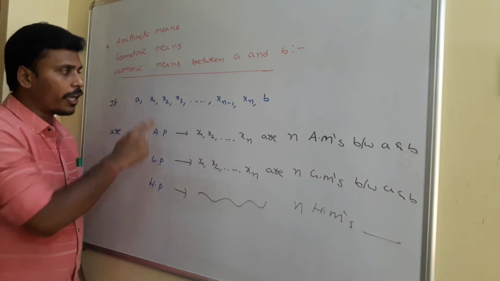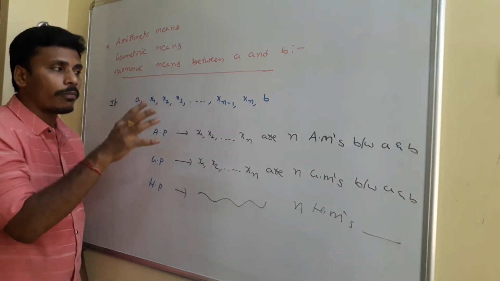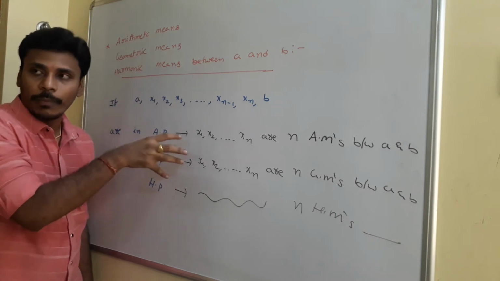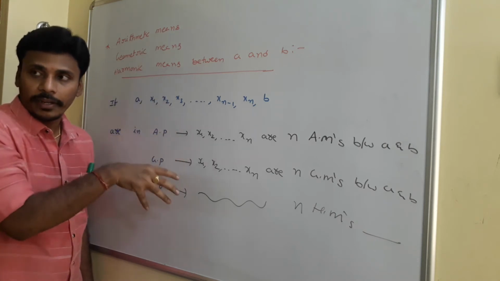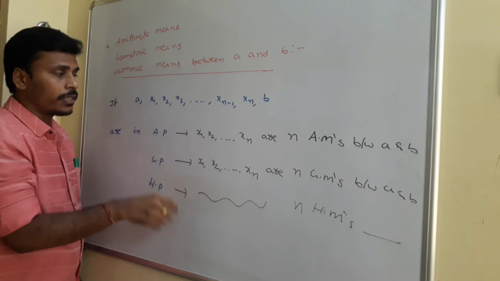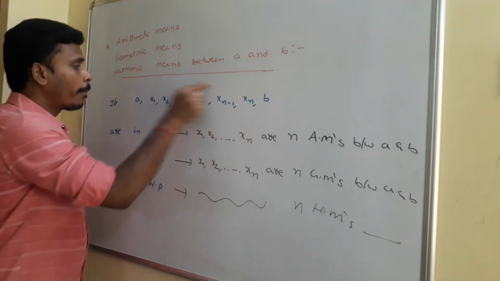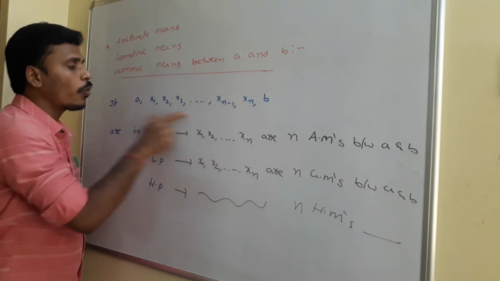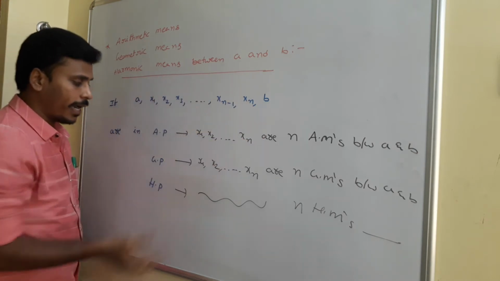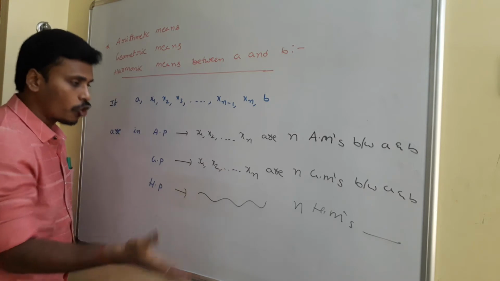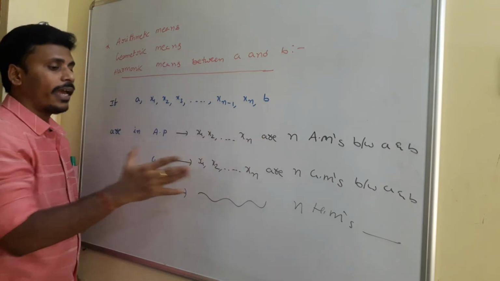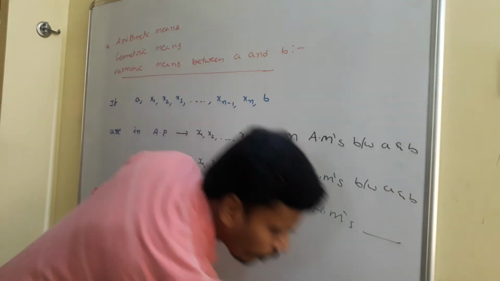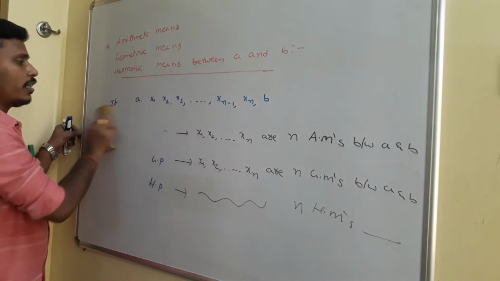Once again I am repeating, these numbers are mentioned as n arithmetic means, or n geometric means, or n harmonic means, depending upon the sequence, by considering the first and the last one, A and B, together. If the total sequence is forming an AP, n arithmetic means; forming a GP, n geometric means; forming an HP, n harmonic means. I will give you some examples. Just have a look at this.